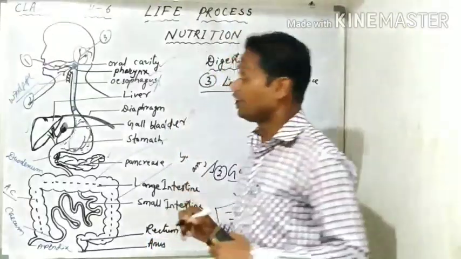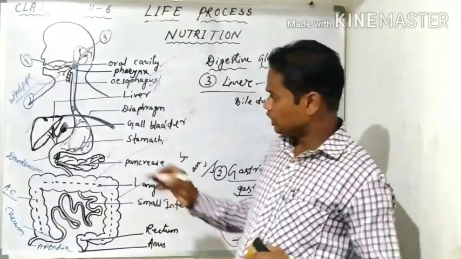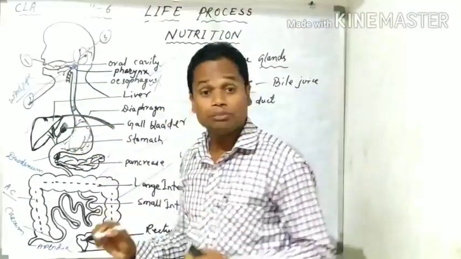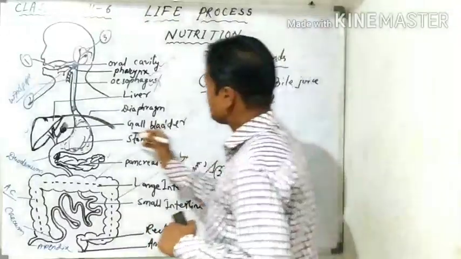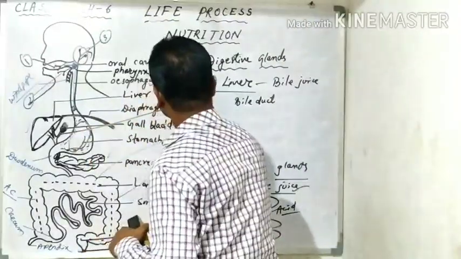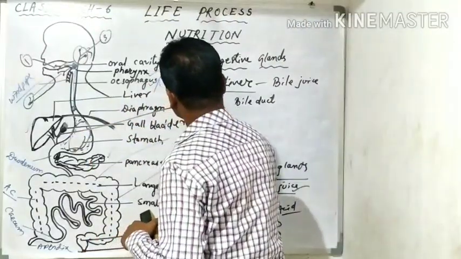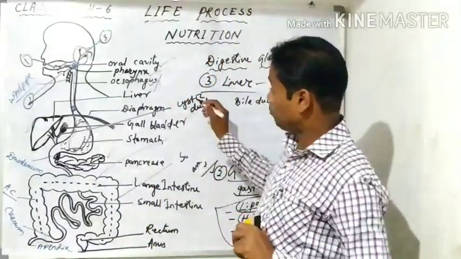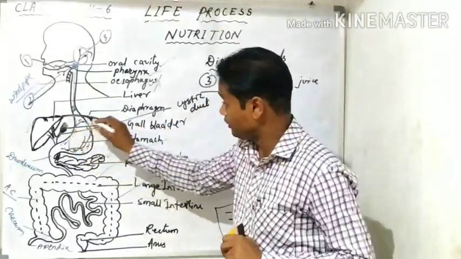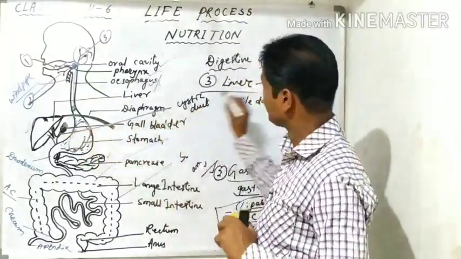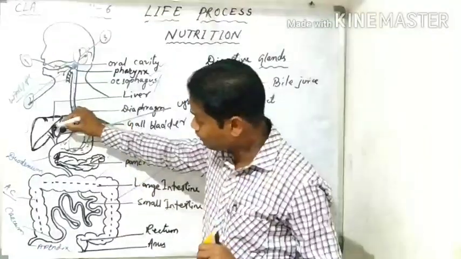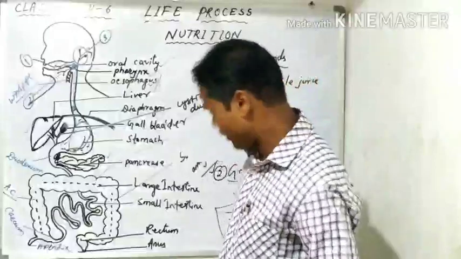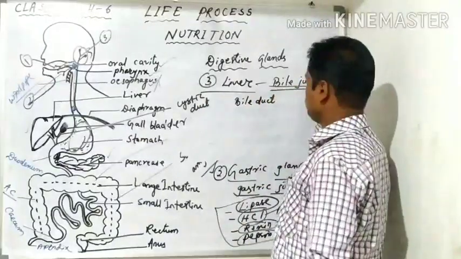The gallbladder is connected to the bile duct by means of another duct, that is called the cystic duct, C-Y-S-T-I-C. Most important objectives, remember everybody. The connection between the gallbladder and bile duct is called the cystic duct, and the connection between the liver and the duodenum is called the bile duct. Okay. Now coming to the bile juice.